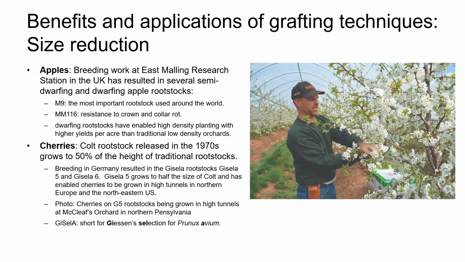Breeding in Germany has resulted in the Gisela rootstocks, Gisela 5 and Gisela 6. Gisela 5 grows to half the size of Colt and has enabled cherries to be grown in high tunnels in northern Europe and the northeastern US. In the photo, you can see cherries on G5 rootstocks being grown in high tunnels at McLeaf's orchard in northern Pennsylvania.